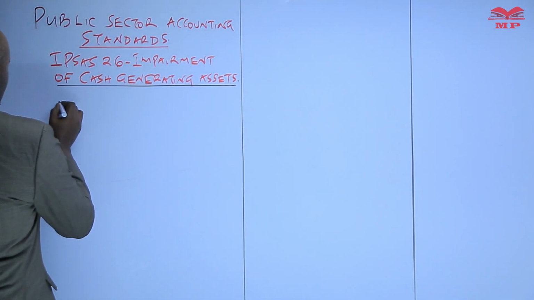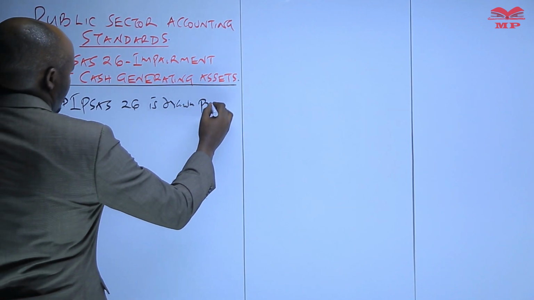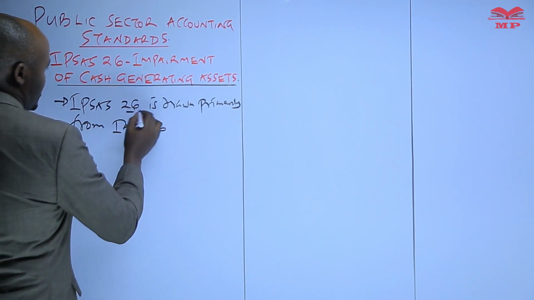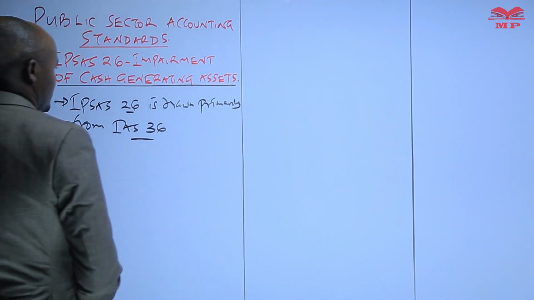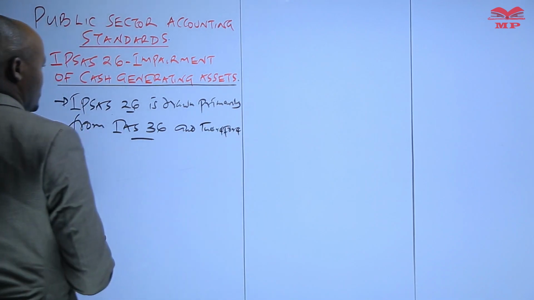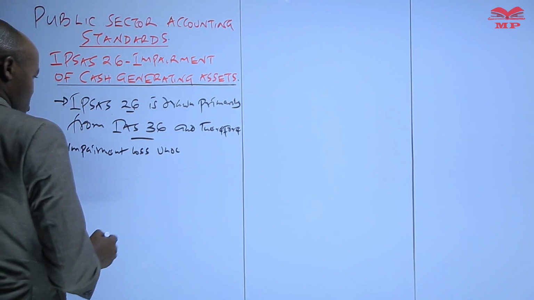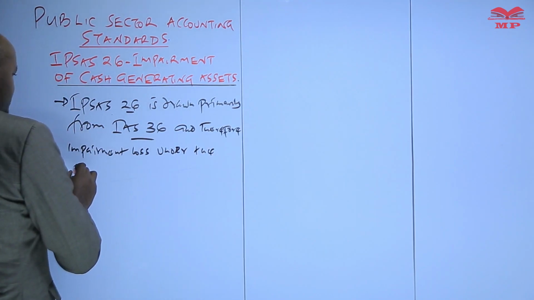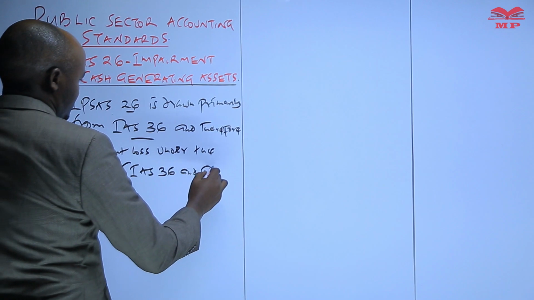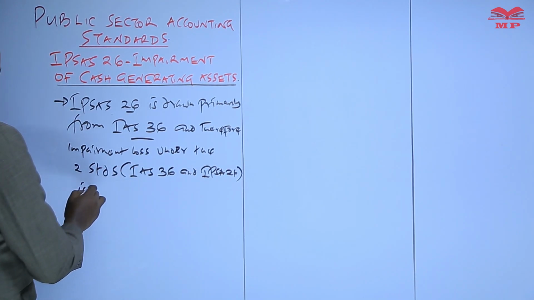But maybe first of all we can say that IPSAS 26 is drawn primarily from IAS 36. So basically this means that the two standards are the same. It's drawn primarily from IAS 36, and therefore impairment loss under the two standards, IAS 36 and IPSAS 26, is determined in the same way.